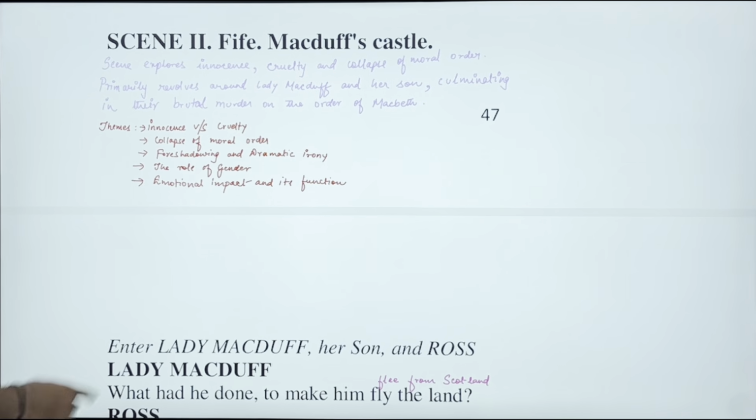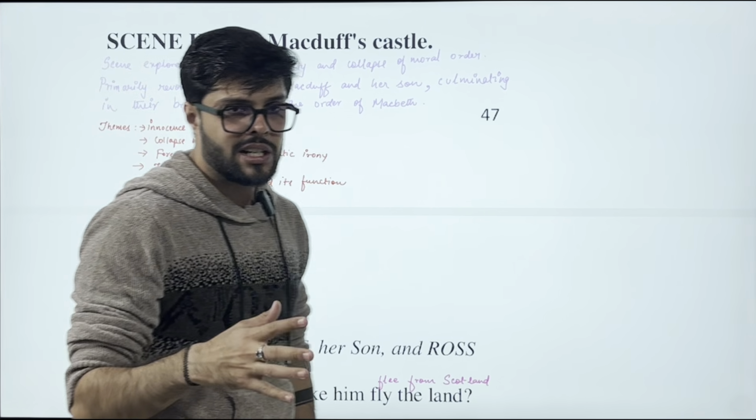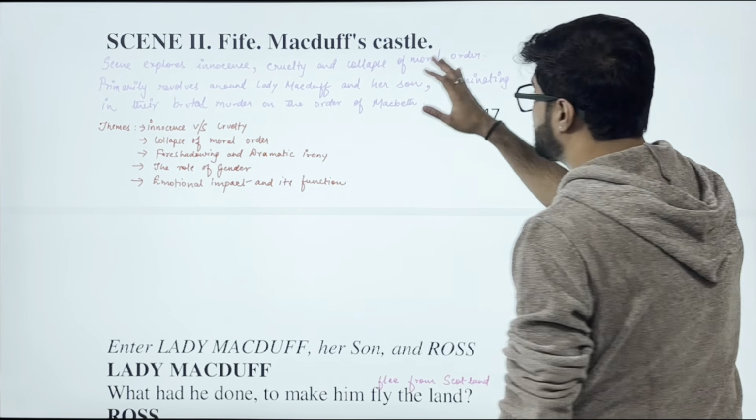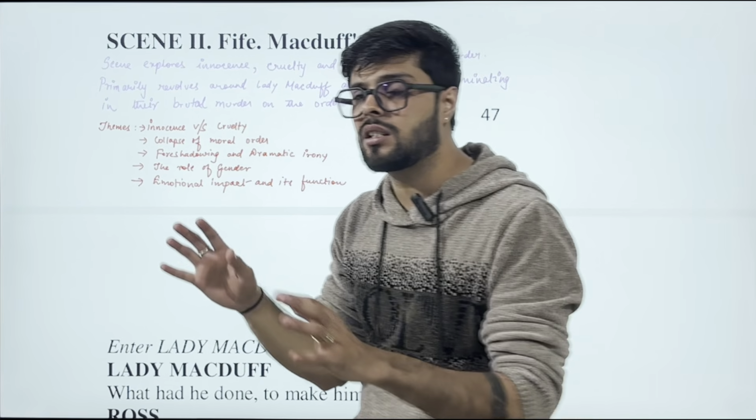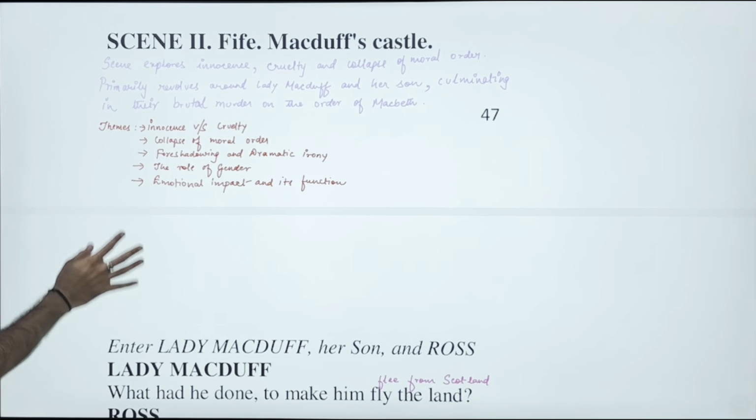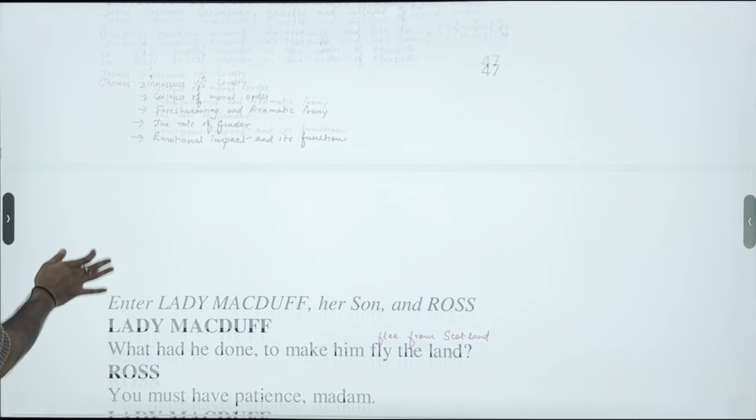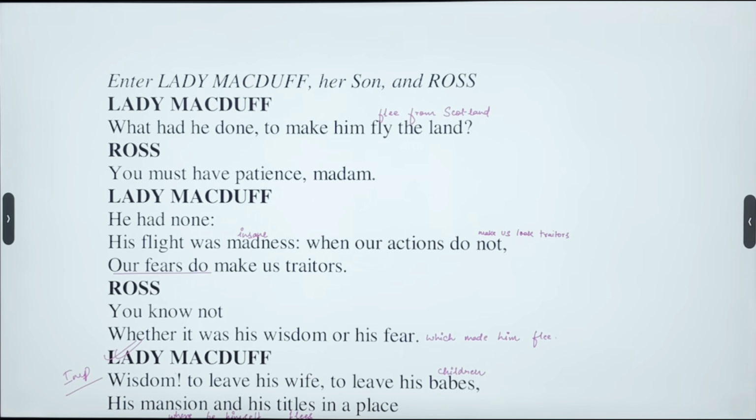Act 4, Scene 2 takes place in Fife, where Macduff is the Thane of Fife, inside Macduff's castle. Macduff is not present in this particular scene. This scene revolves around Lady Macduff and Macduff's son. Enter Lady Macduff, her son, and Ross.